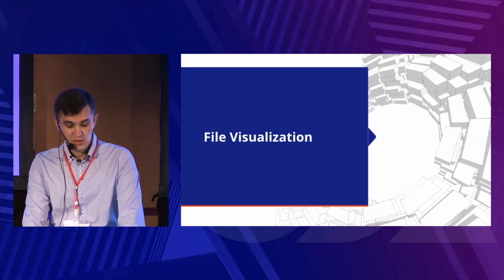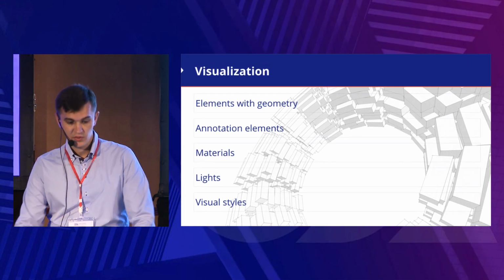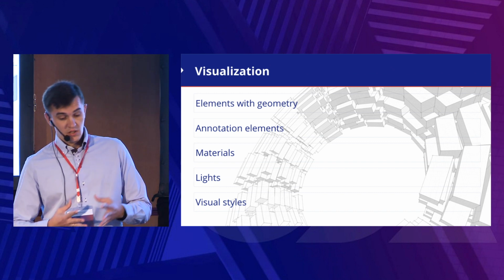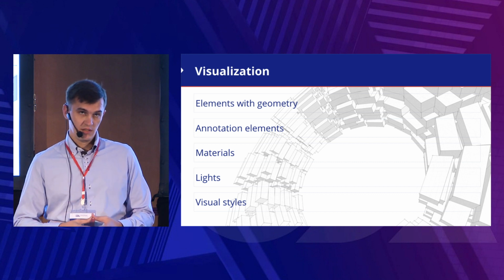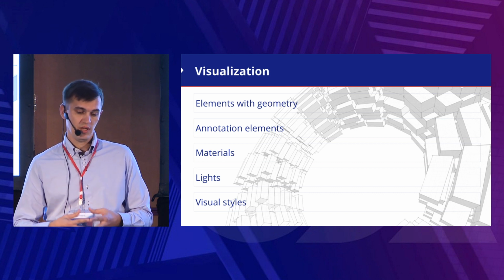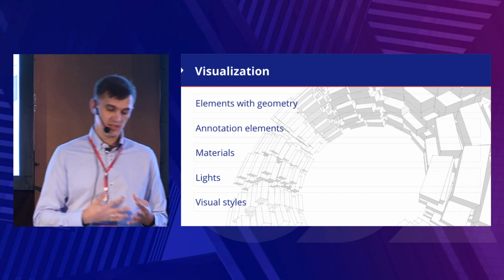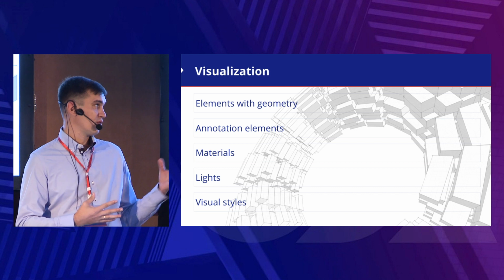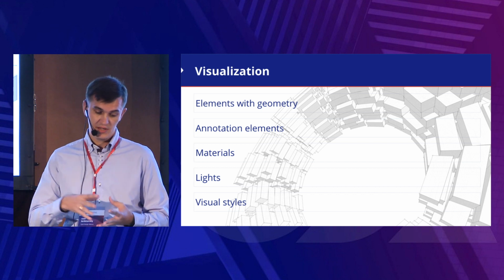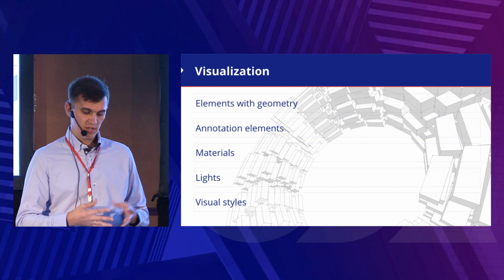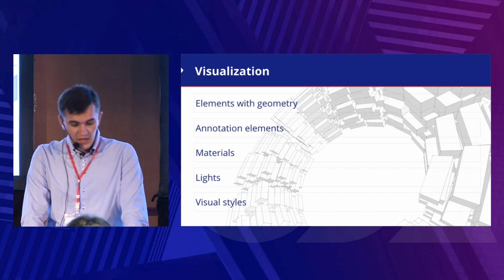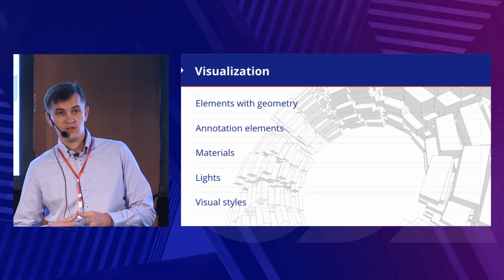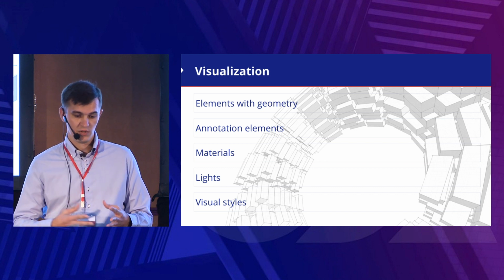The next part is visualization. As I already said, visualization is in production state. Currently we can draw all elements with geometries, such as walls, roofs, floors, and so on. All of them contain geometry in the element. It's BREP geometry, and we can draw it. These elements use materials, lights, and visual styles also work with them.